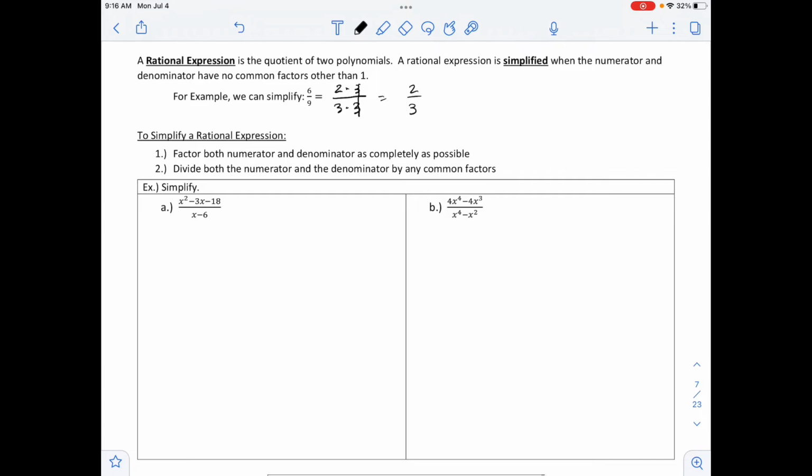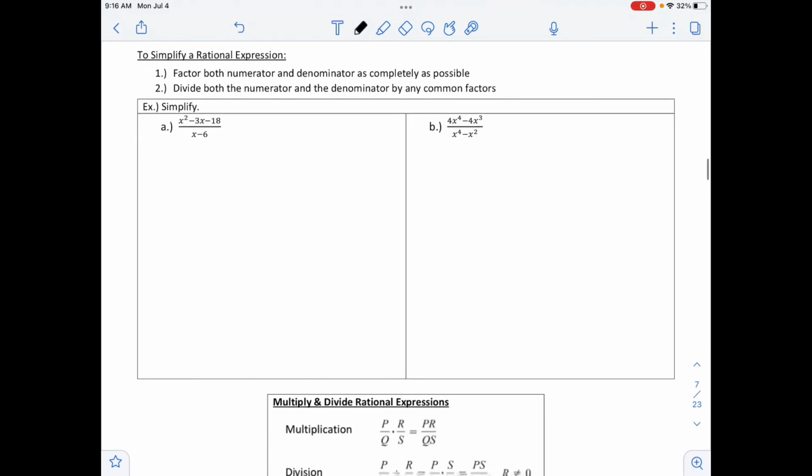So we're going to extend this idea to rational expressions that are going to involve polynomials in the numerator and in the denominator. So the steps to do this: we're going to factor both the numerator and the denominator as completely as possible. Divide both the numerator and denominator by any common factors, so reduce those out.